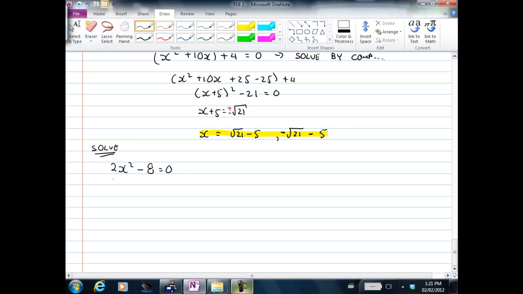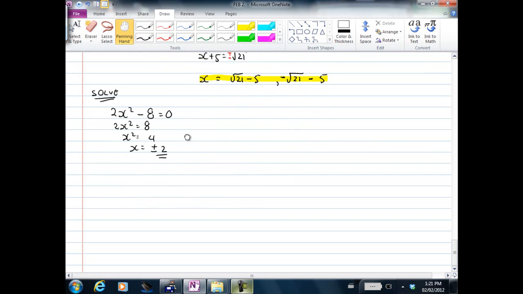So all we're going to do is just move it over. 2x squared equals 8. x squared equals 4. And don't forget, I'll be really mean to you if you forget that plus or minus. One last question. Let's see if you can figure this one out. Good luck.